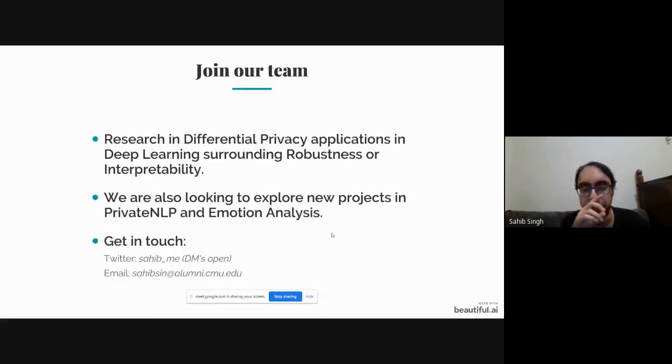So that was basically the main gist. We are continuing to do research on differential privacy's application in deep learning, specifically regarding robustness and interpretability. I'm also planning to start another project to explore private NLP and emotion analysis. In case someone is interested, you can ping me on Twitter or just shoot me an email.